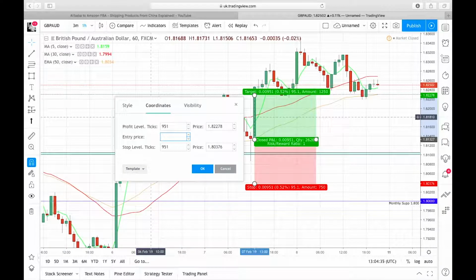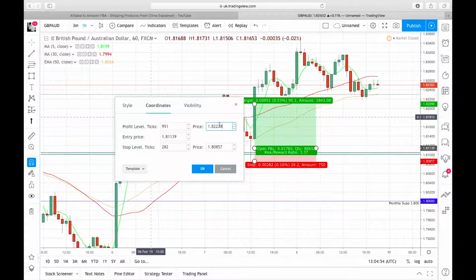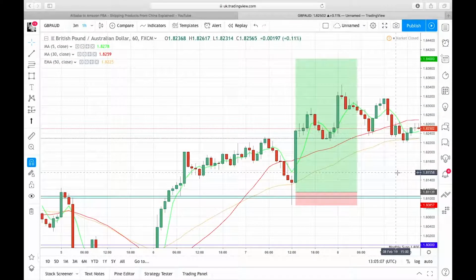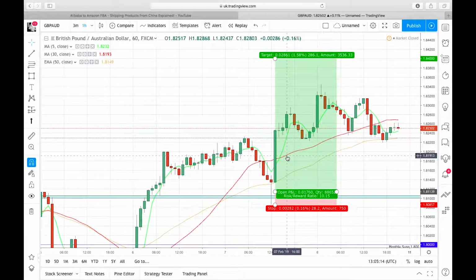So my buy order was actually placed with an entry of 1.81139. The stop loss I was looking at holding was 1.80857, and the target I was looking for was 1.8400, a nice round number. If we did get the pullback and activation of this buy order, it would have pretty much given me a perfect risk to reward of 1 to 10.